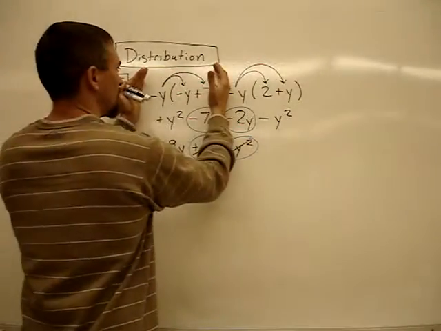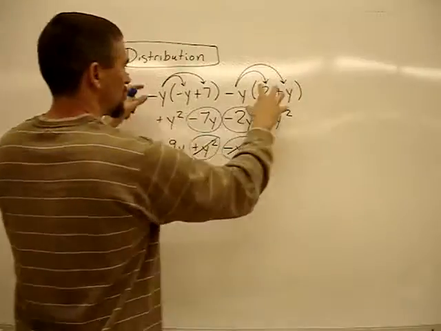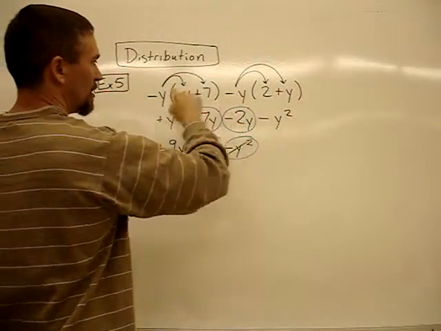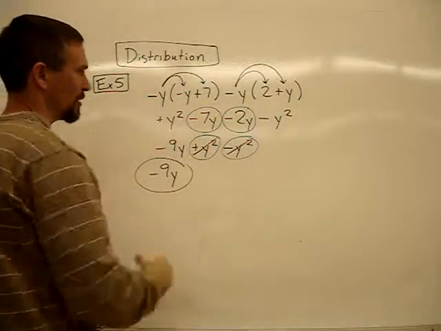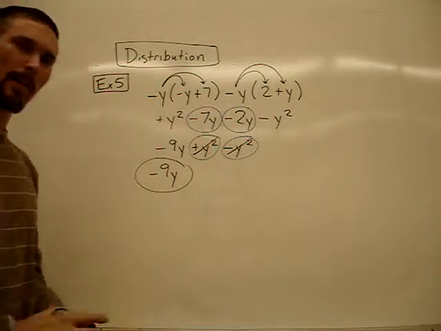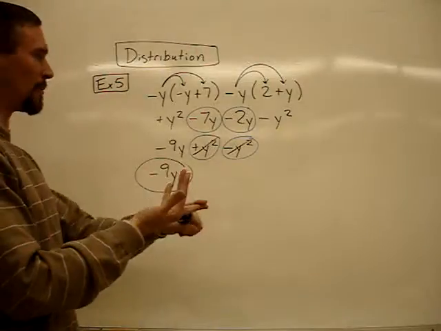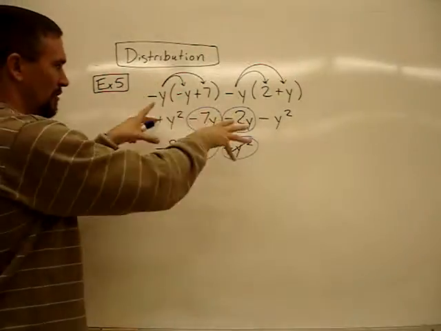Basically, it's two distribution problems right next to each other, subtracting between the two. So it causes all these like terms to happen. So we're doing distribution and combining like terms as a result of the distribution.